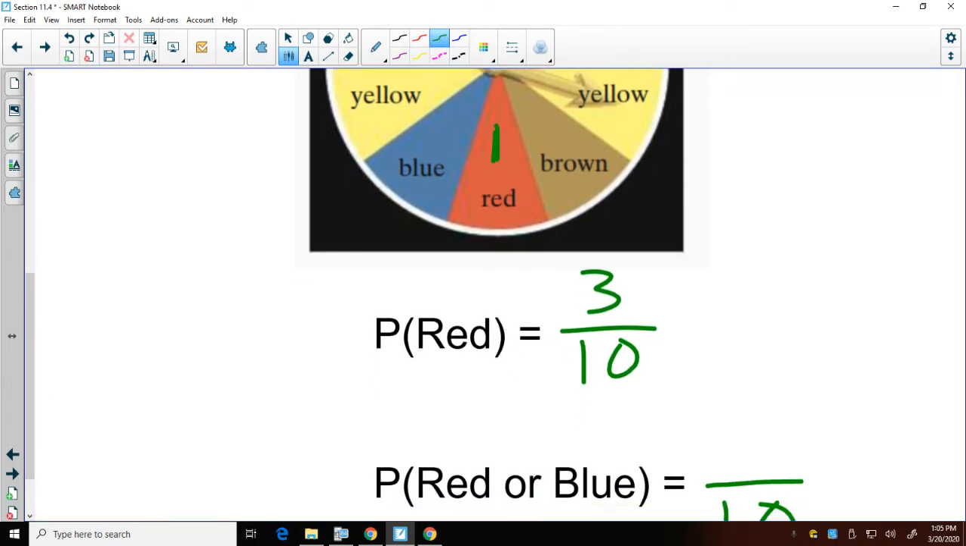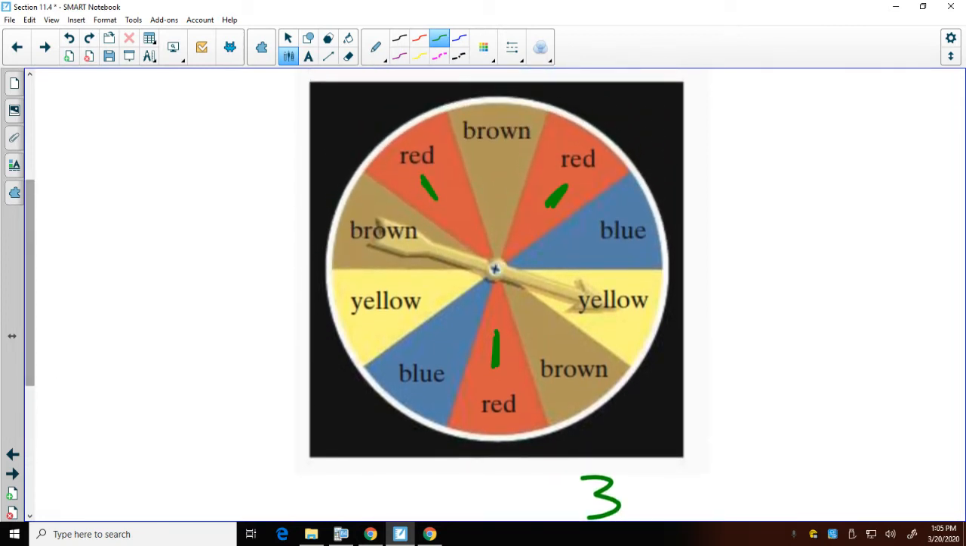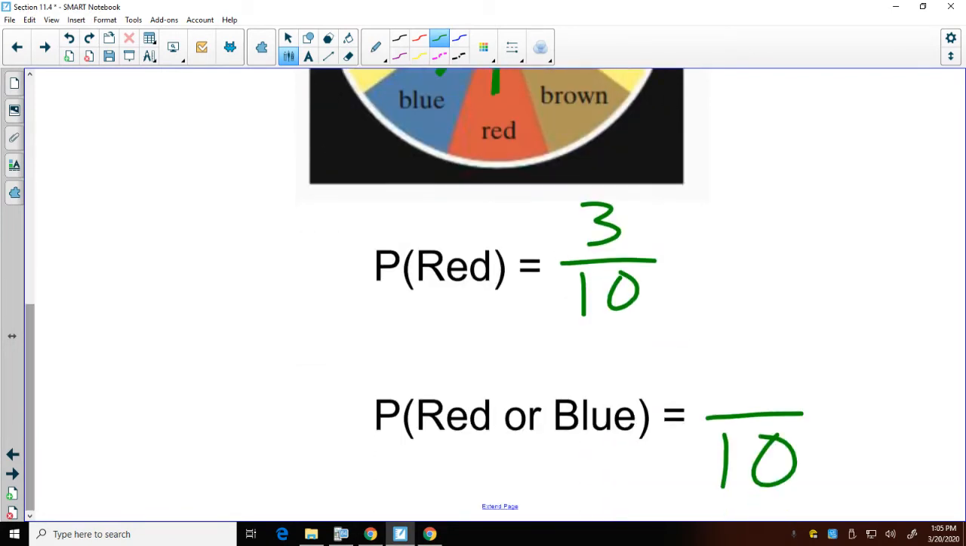That's the final answer. Down here, now it says red or blue. So we can either spin a red or spin a blue. Well, how many of those outcomes are there? Let's talk about that. We already know that there are 3 red, right? How many blues are there? There are 2 blues. So how many outcomes are possible to be a red or a blue? There are 5. So that's 5 out of 10, which does reduce to a half. There you go.